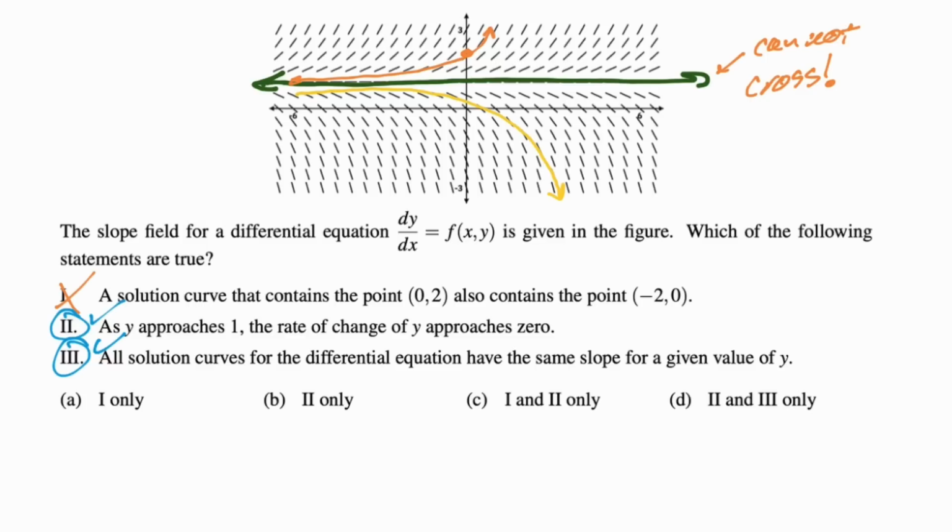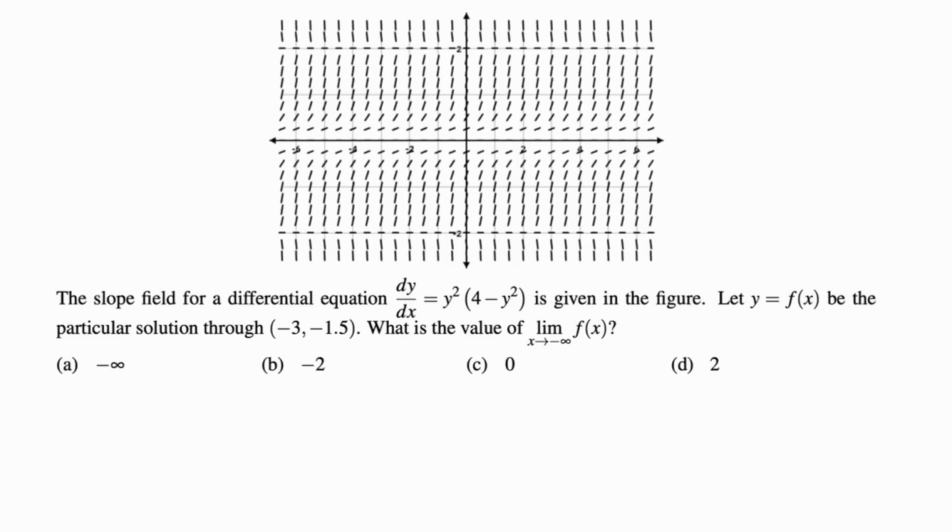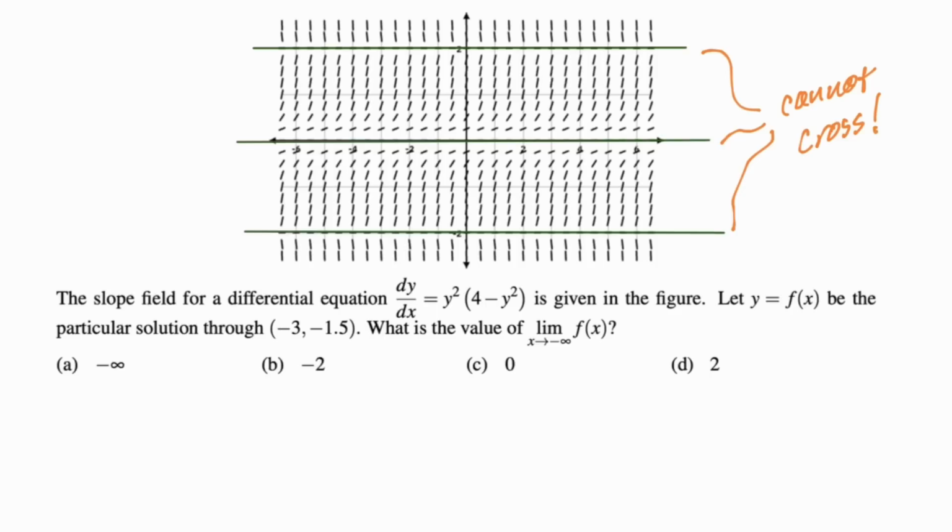All right, let's take a look at the next question. Oh, there's our answer. The slope field for the differential equation is given, so it's y squared times the quantity 4 minus y squared. There are a lot of horizontal solutions to this. For example, y equals 0, y equals 2, and y equals negative 2 will all make dy/dx equal 0. I love to sketch those in. I think they're really helpful. We cannot cross those. That's one of the main things to keep in mind when you're looking at these.